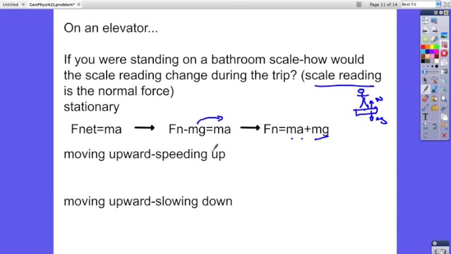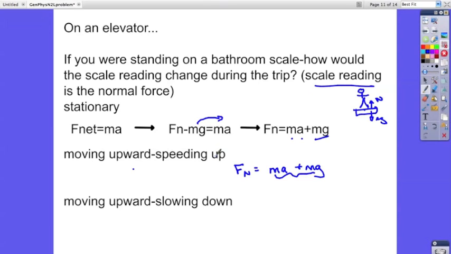If you're moving upward and you're speeding up, that means you have a positive acceleration. So what's going to happen in this case is Fn equals a positive ma plus mg. This is a positive number, and so this number is going to be bigger than your weight. So if you're moving upward and speeding up, then you see your weight on the scale get higher.